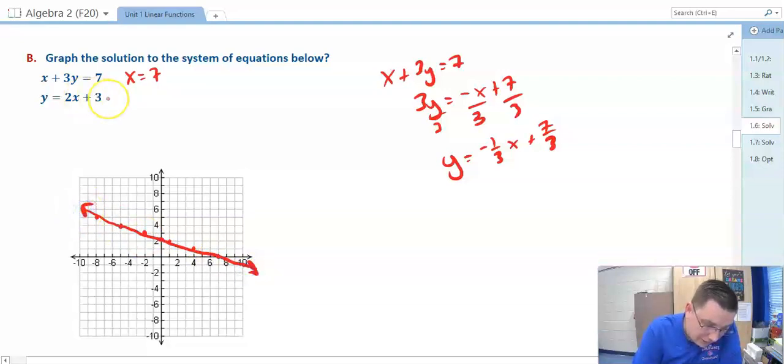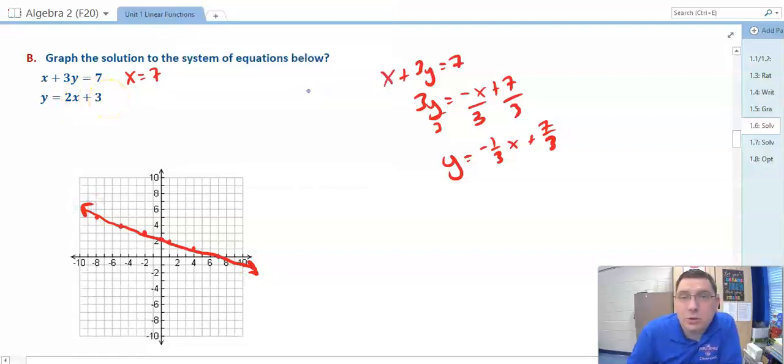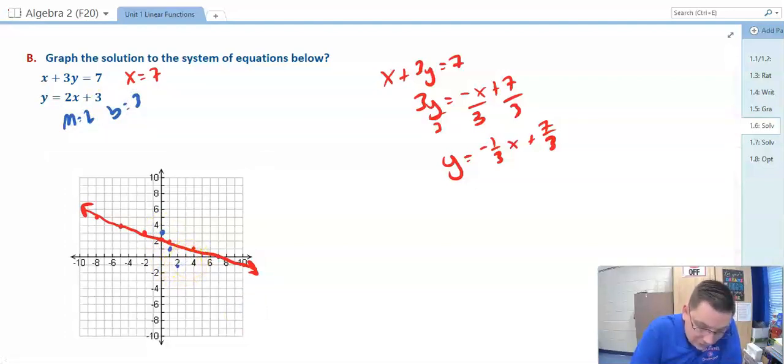So now we look at the second line, y is equal to 2x plus 3. That's already in slope-intercept form, and so just graph it like you're used to, right? So the m is equal to 2, the b is equal to 3, and so we're going to start at a b of 3 and come down 2 and right 1, down 2, right 1, sorry, not down 2, this is a positive slope.